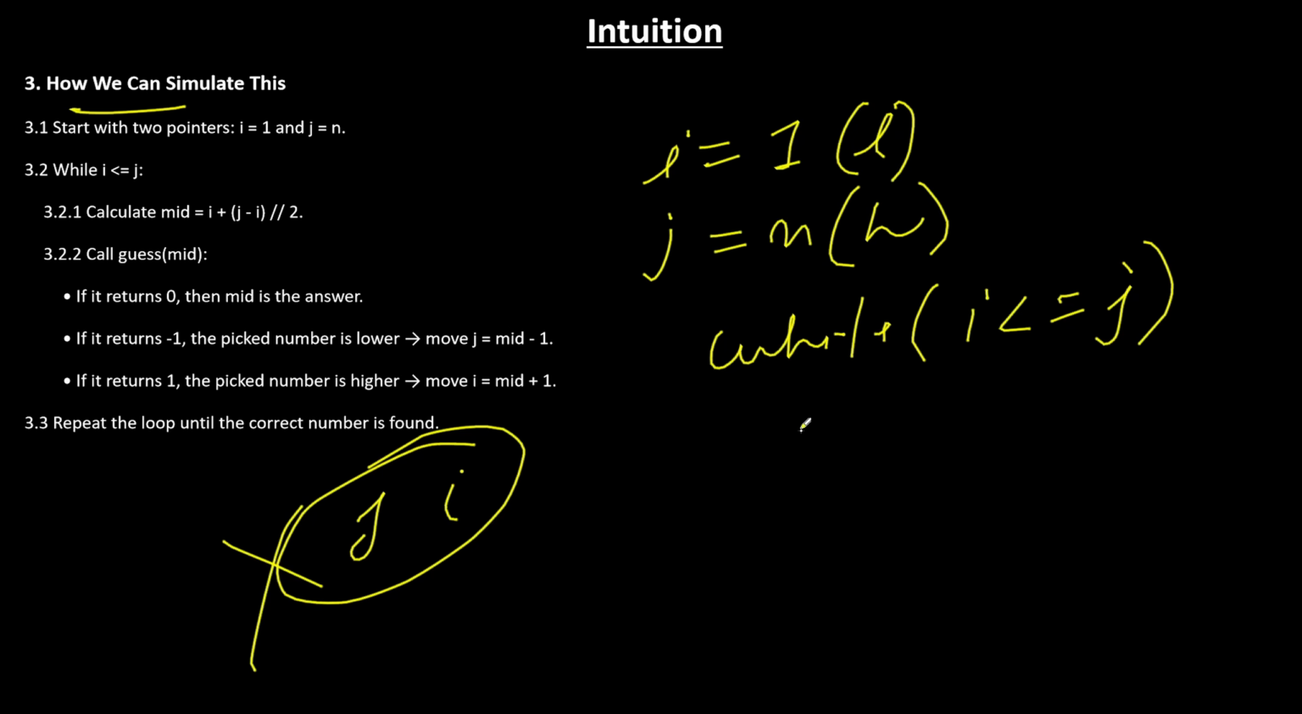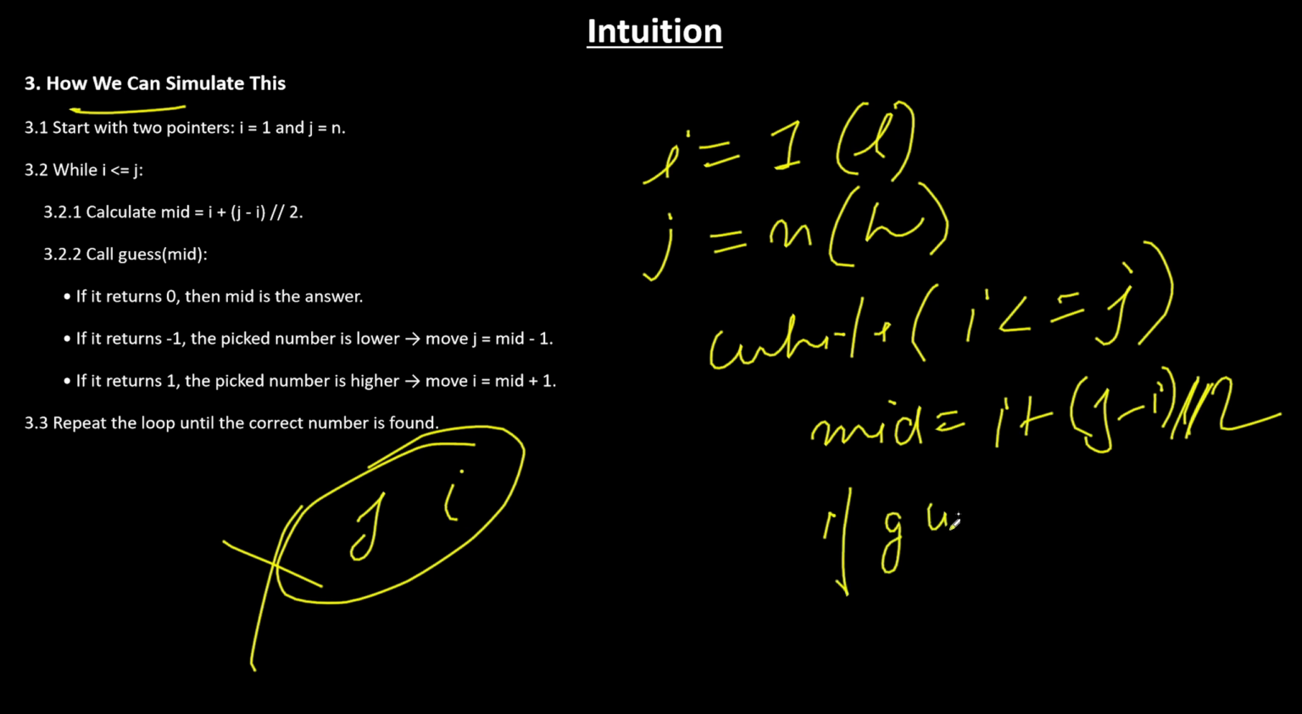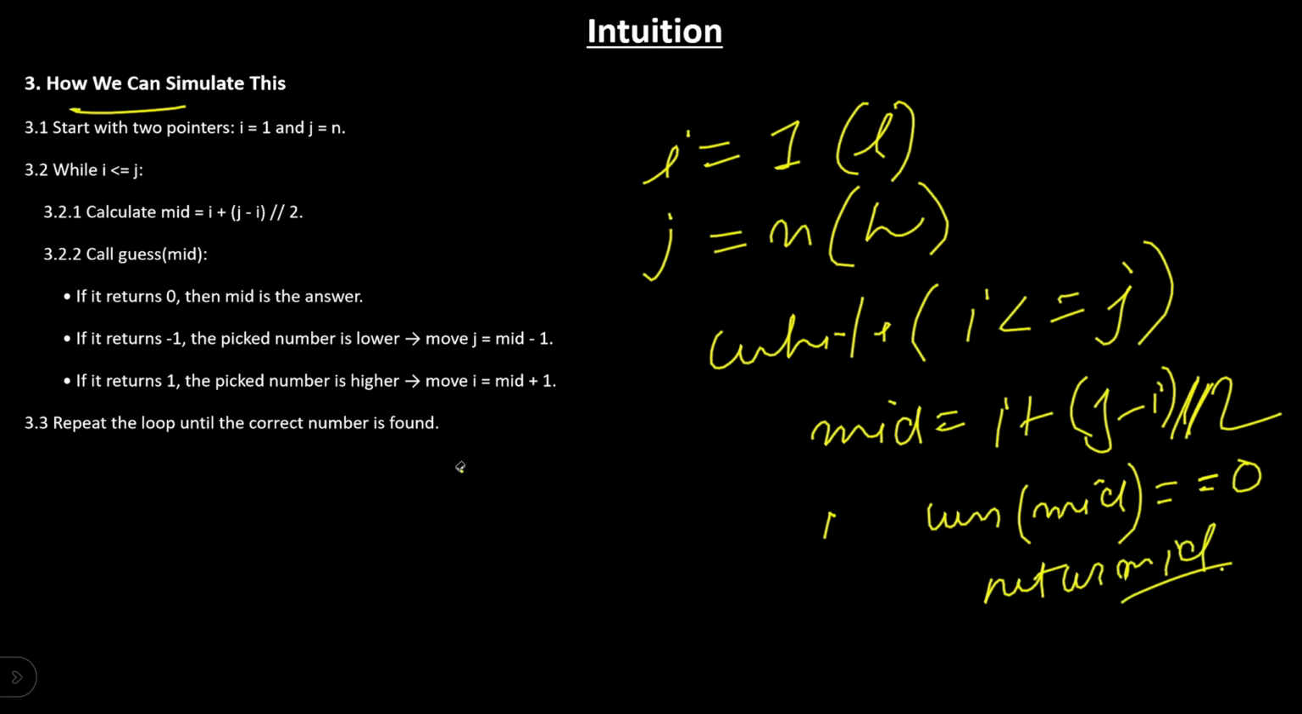And in the while loop, what will we do? We find the mid value first. Mid equals I plus J minus I divided by 2. In Python, we have to use two division signs to get an integer value, and we will check the guess value, passing the mid, the index, right here. If it is 0, we will just return the mid. Otherwise, in the else if, we will check if guess of mid equals -1, which means the value is greater than the picked value, right?